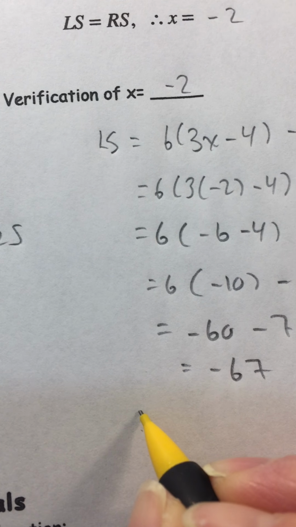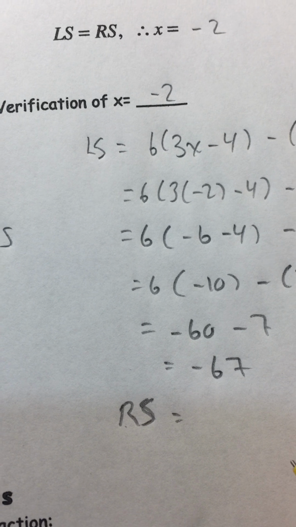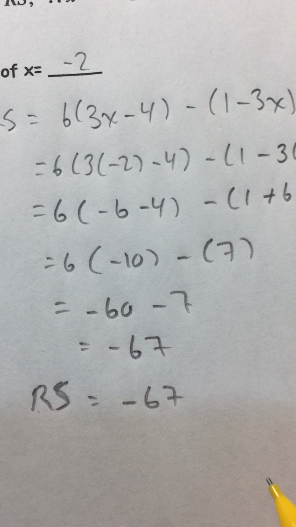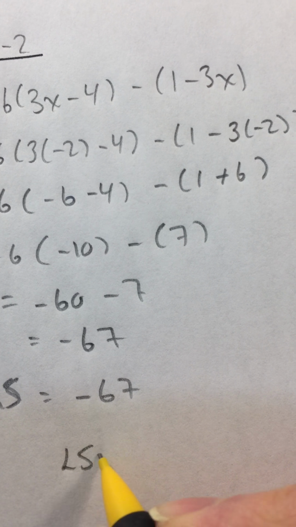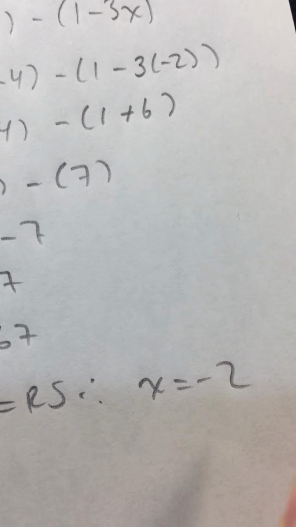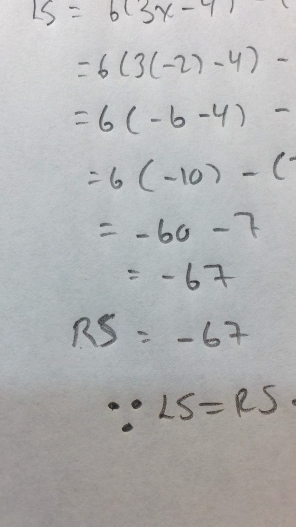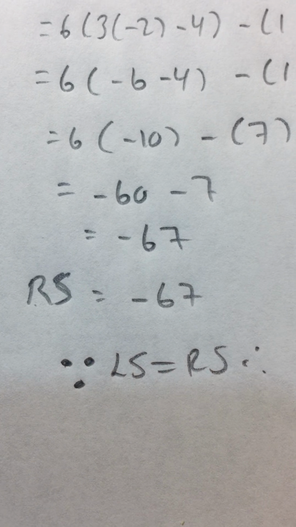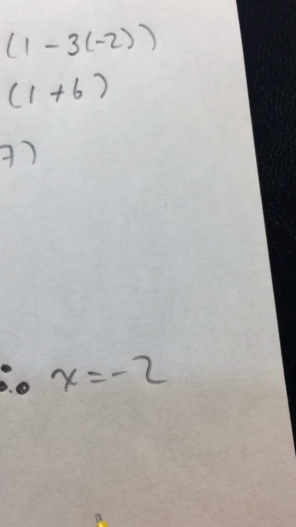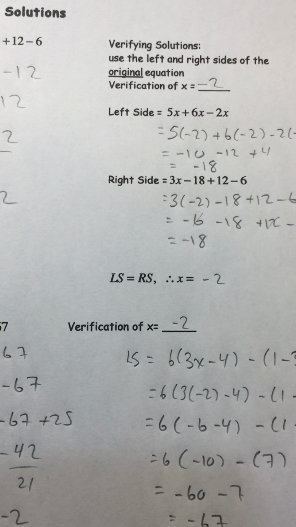Now we're ready to do our right side, which is always done separately from the left side. Go up and get it. Oh, look at that. No work to do. It's just negative 67. Left side is equal to the right side. Therefore, x equals negative 2. Sometimes they write this symbol, an upside down triangle, and that means since the left side equals the right side. And then this means therefore x is equal to negative 2. Okay, so that's formally verifying equations.